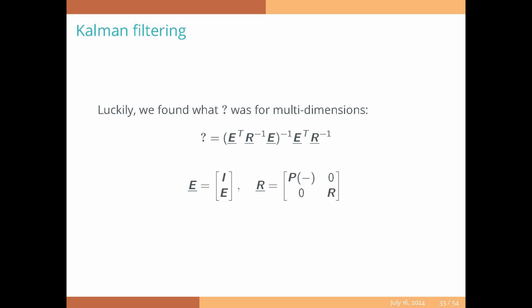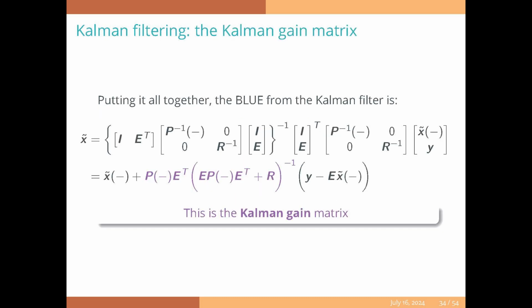So E is now going to be a block column matrix, where the first entry is I and the second entry is E. The covariance matrix is now this on the diagonal. So we have P without any data, and we have R, which is the covariance matrix of the noise in the data. And we're just going to put this into what we found for the weight. In doing so, we get something that looks like this. It looks a little complicated, and we're just going to completely expand this out. And what you end up getting once you expand it out is something that looks like this.